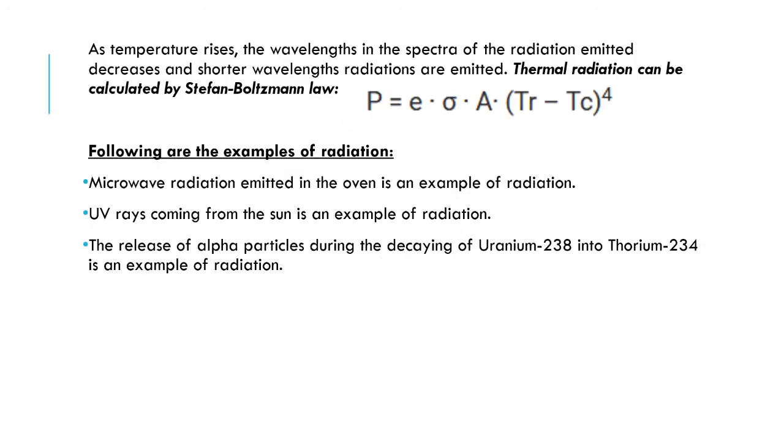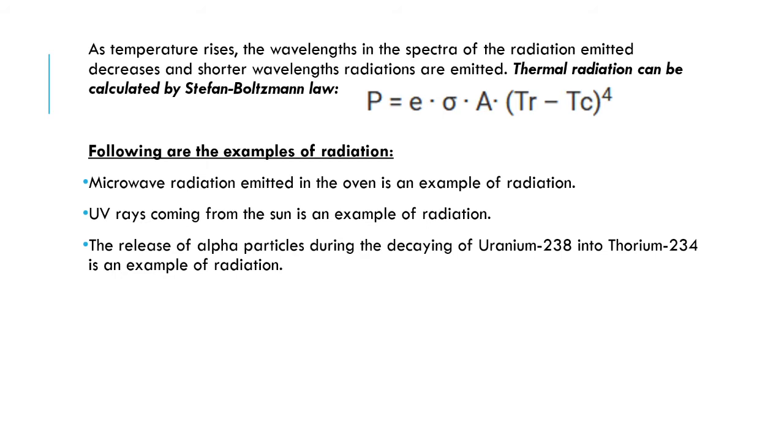Moving on, we have a brief explanation of radiation. As temperature rises, the wavelengths in the spectra of radiation emitted decrease and shorter wavelength radiations are emitted. Thermal radiation can be calculated by the Stefan-Boltzmann law: P equals e sigma A (Tr minus Tc) raised to the power 4, where sigma is Stefan's constant, A is the area of cross section, and e is emissivity.